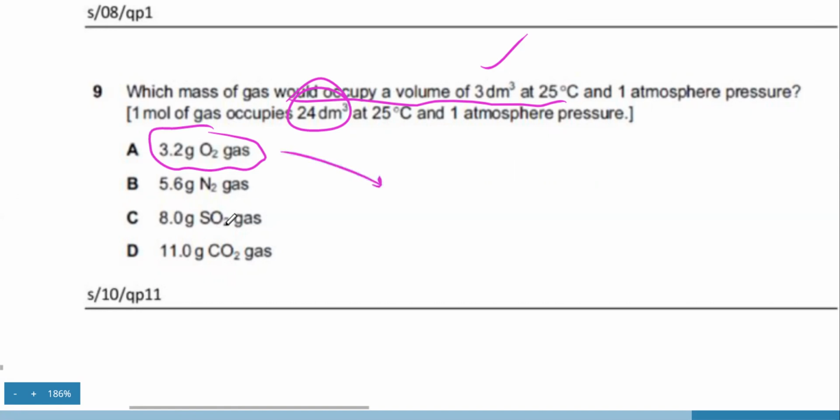How many moles is 3.2 grams of oxygen? That's like 0.1, right? Is it 0.1 moles? Yes. And you times 24, you'll get the volume, which is going to be 2.4 dm cube, right? Yeah. So that's not 3 dm cube. Try and do this with the other gases.